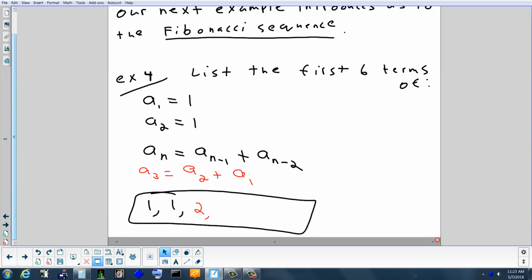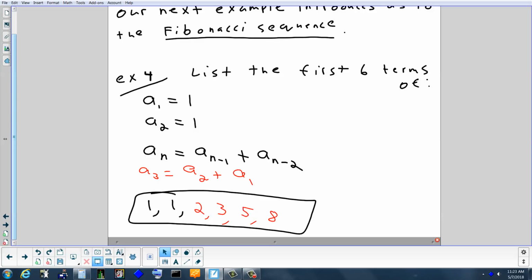Three. And the next one? 5. And I think we need one more. Yep, 8. That's the Fibonacci sequence.